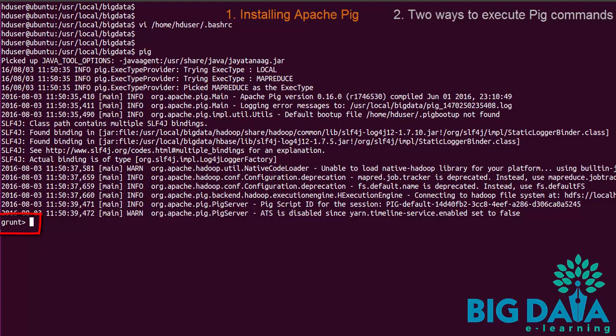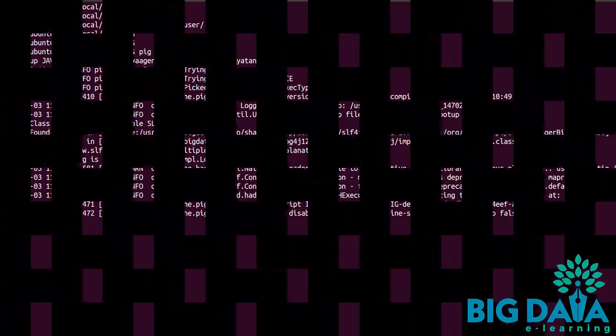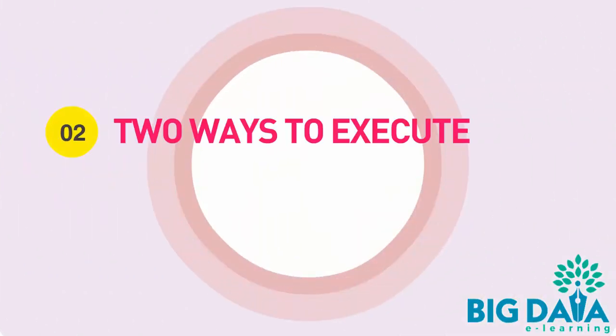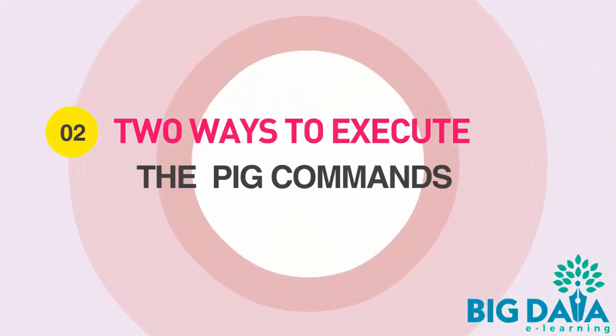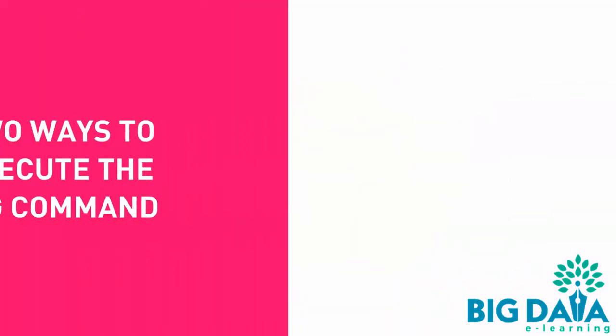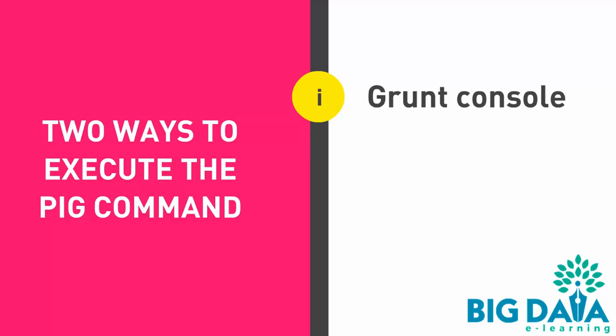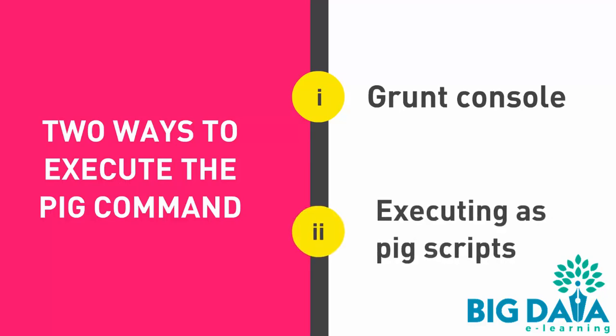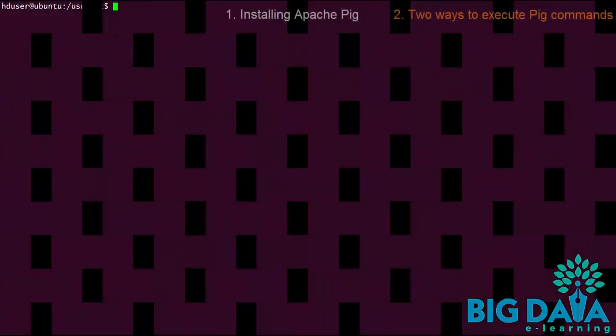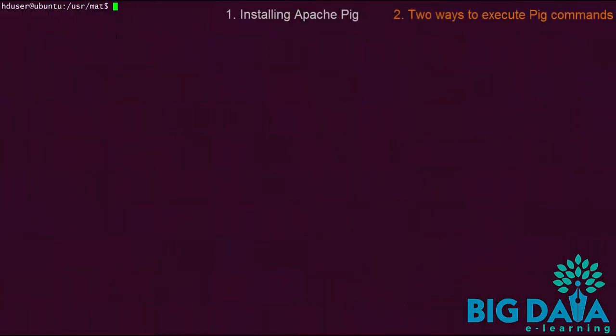Next, let's see how to execute the Pig commands in the shell. Two ways to execute the Pig commands. There are two ways to execute the Pig commands. One is through the grunt console, and the other is by executing Pig scripts. First, let us look at the grunt console, and I'm going to walk you through it.